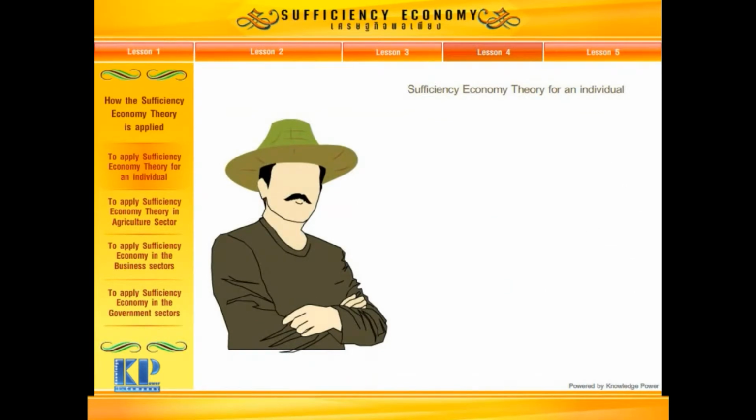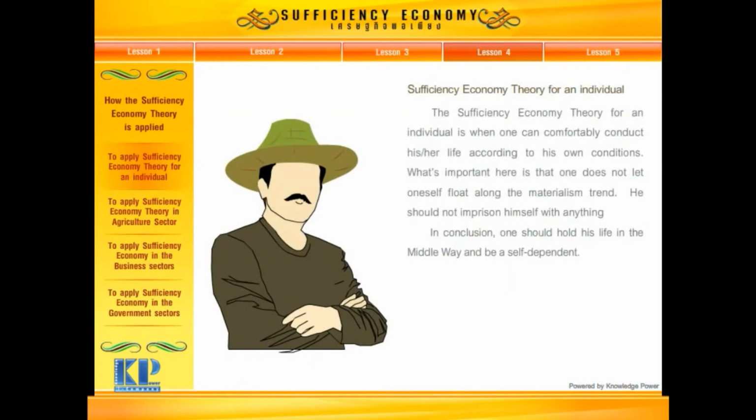Sufficiency economy theory for an individual. The sufficiency economy theory for an individual is when one can comfortably conduct his or her life according to his own conditions. What's important here is that one does not let oneself float along the materialism trend. He should not imprison himself with anything. In conclusion, one should hold his life in a middle way and be self-dependent.